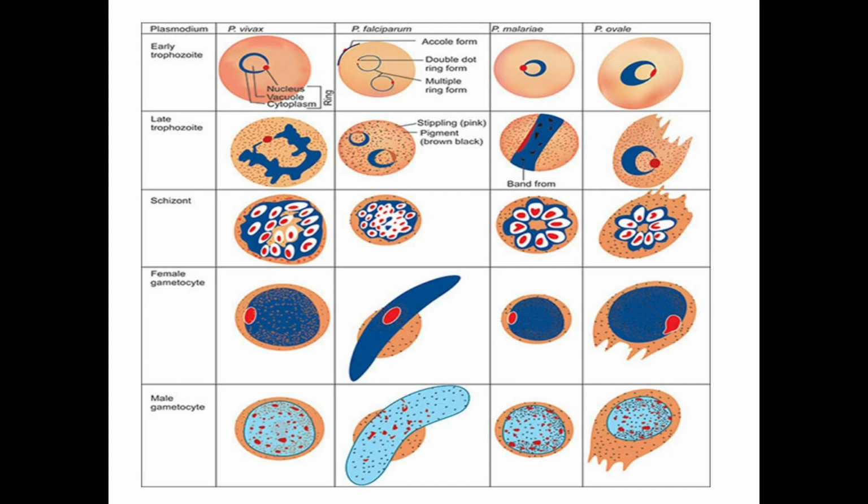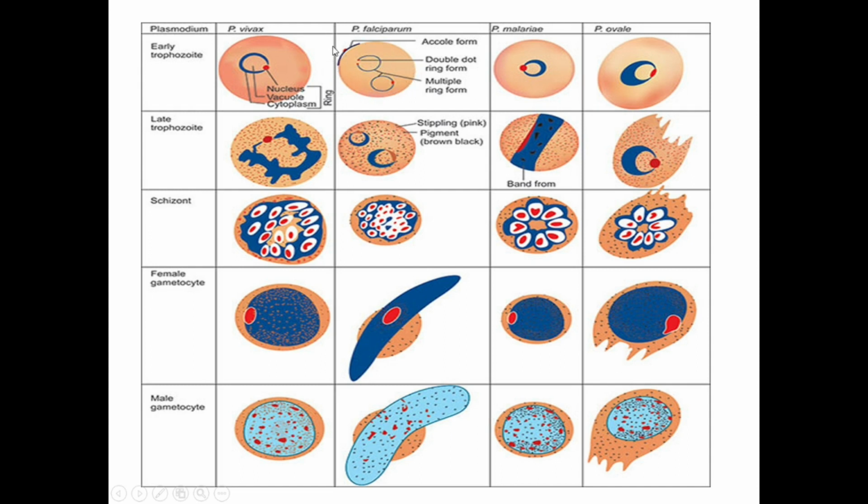What is particular about Plasmodium vivax is that, as compared to these RBCs, the parasitized RBCs are bigger. This is because Plasmodium vivax can infect even the young RBCs, which are larger in size, and hence the parasitized RBCs will be larger. Whereas in Plasmodium falciparum, malariae and ovale, ring forms are definitely there. But what is particular about falciparum is that there may be multiple ring forms present in one RBC.